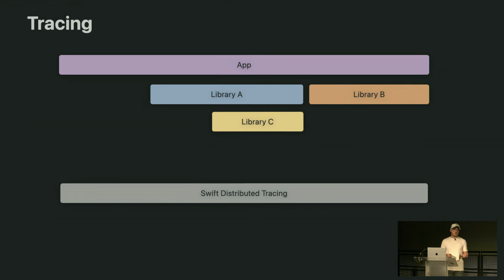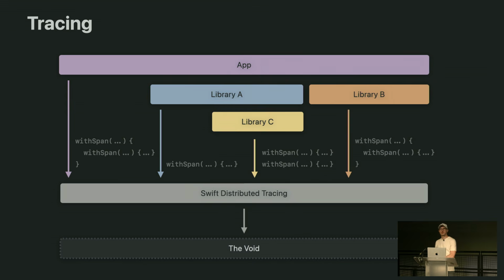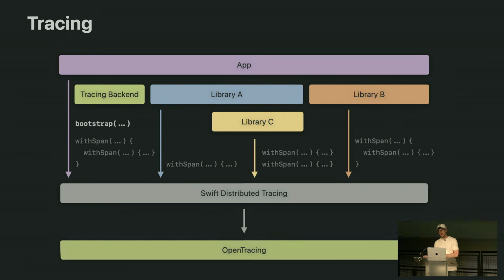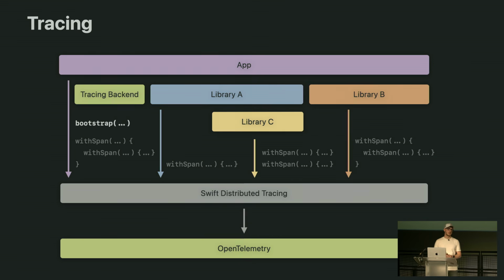So by now, you've probably got the drill. Spans are created using Swift Distributed Tracing's Span API, but none of these calls will result in any exported traces. If you want to visualize the flow through your system, you must choose a backend and call the Bootstrap API, choosing a backend that meets your requirements.